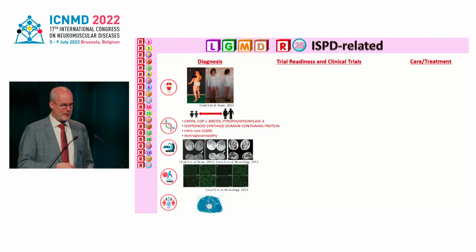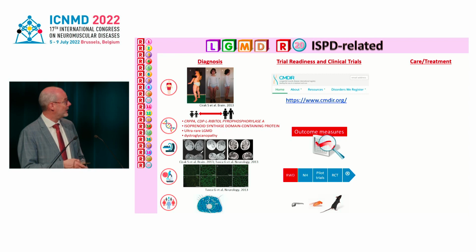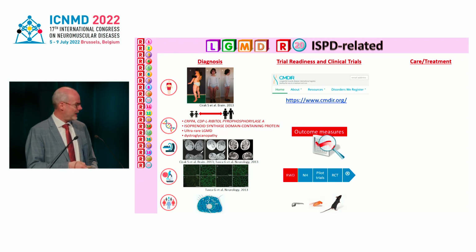ISPD-related, R20. Now, there are a few really great publications about this. It's a dystroglycanopathy. Again, CDP-L ribitol pyrophosphorylase A is actually the gene name that has changed now. It's ultra rare. You can do the same diagnostics looking at glycosylation of dystroglycan as for the other dystroglycanopathies. It's cytoplasmic, as is GMPPB. And in terms of the registry and trial readiness, very similar stage, mainly real-world data, good animal models.